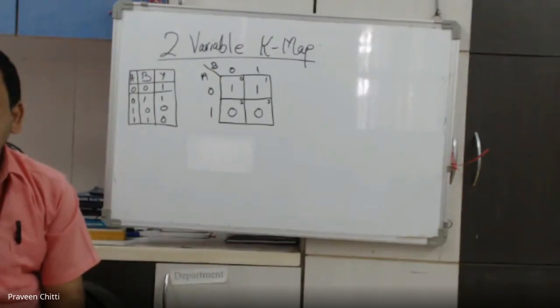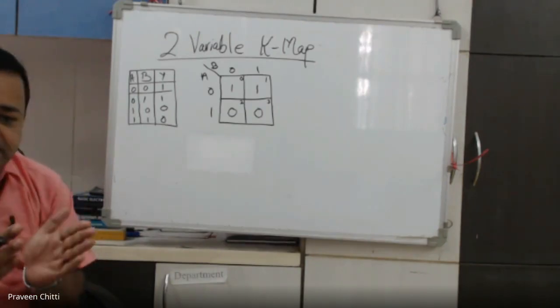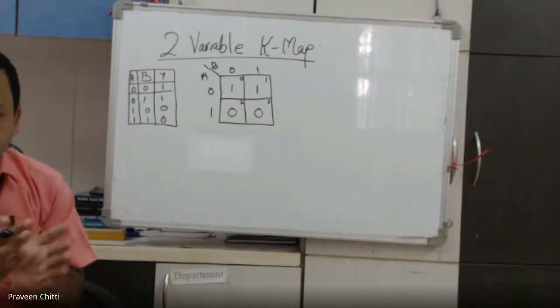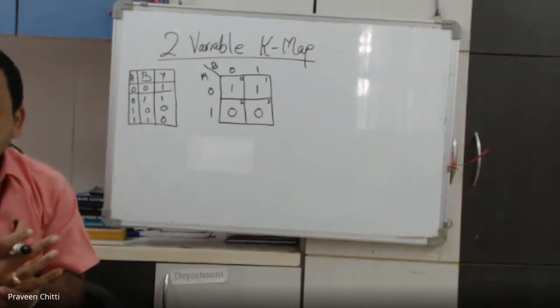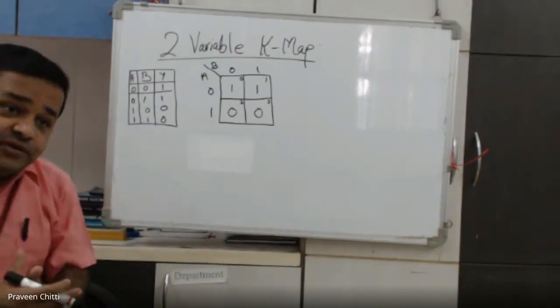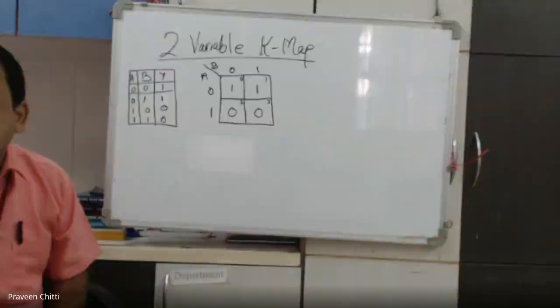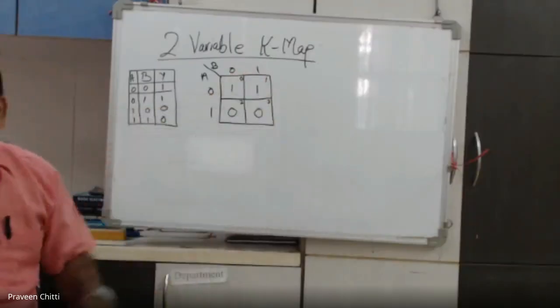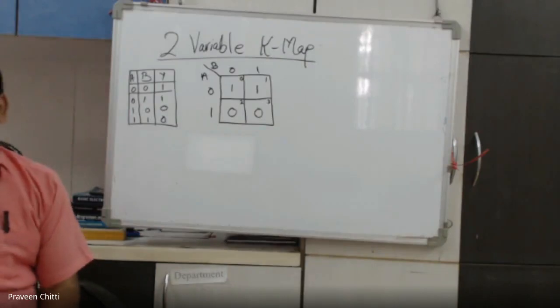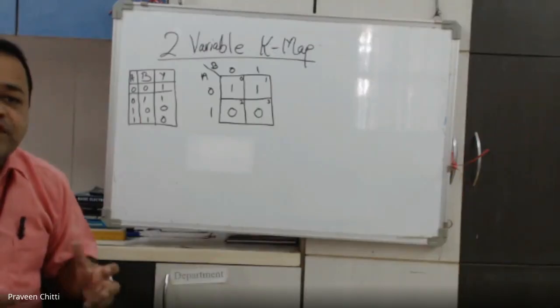Now, the next thing is we have to do the grouping. That is a very, very important thing in the K-map. How should we do the grouping? You have to find adjacent ones, and the adjacent ones should be combined to form a group, and you should try to form as big a group as possible. What is the maximum group that you can form in a 2 variable K-map? We may get all 4 ones, so we can form a group of 4 ones.